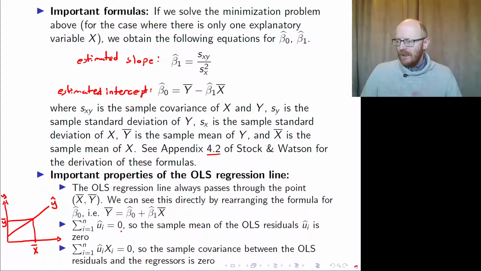Okay, and next we have that the sum of the product of the residual and the x variable is equal to 0. So the sample covariance between the ordinary least squares residuals and the regressors should be 0.